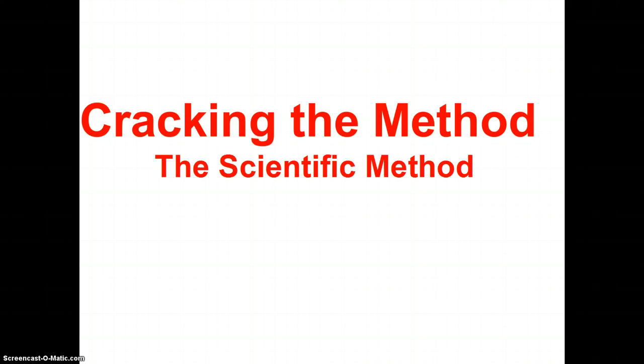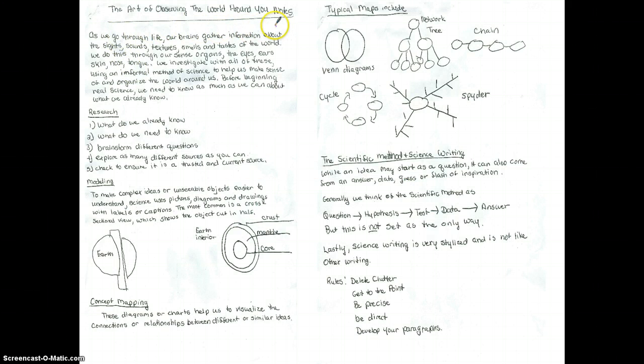Up to this point in the art of observing the world around you, we've been focusing on solving problems and communicating in a very informal way. But in science, it's more systematic and organized, and we use something called the scientific method, which is what you normally do. It's just a little bit more formal.